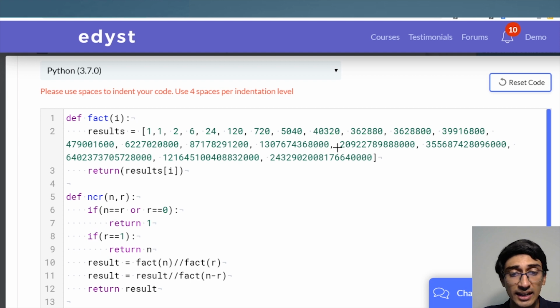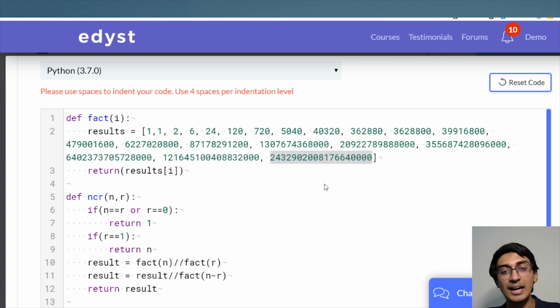So that next time when I want the factorial, I don't have to calculate it. I can automatically pick it up here. So the order reduces over here, right? That's what I've done, calculated all the results, and results of i. So if I pass fact 0, it will return 1. If I pass fact 2, it will return 2, and so on. If I pass fact 20, it will return this huge number.